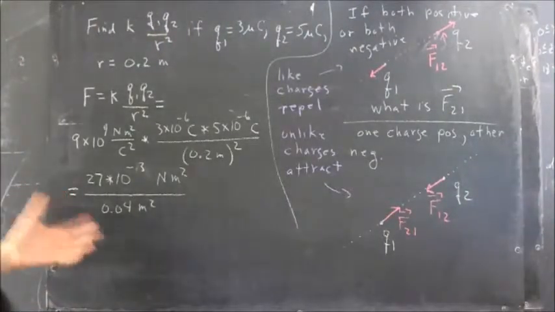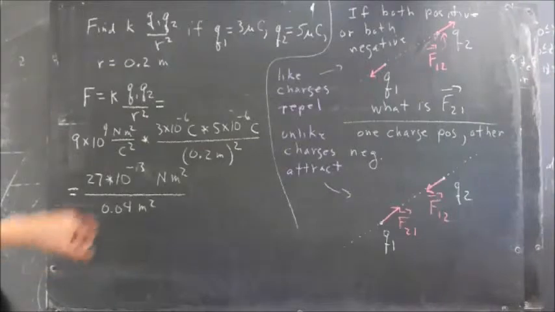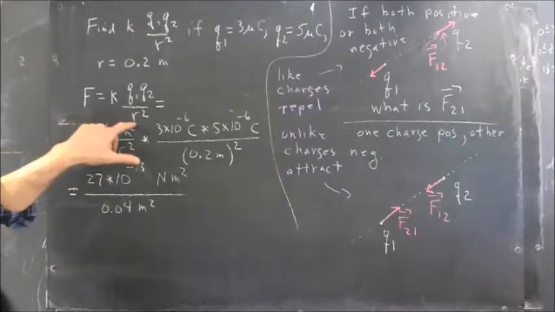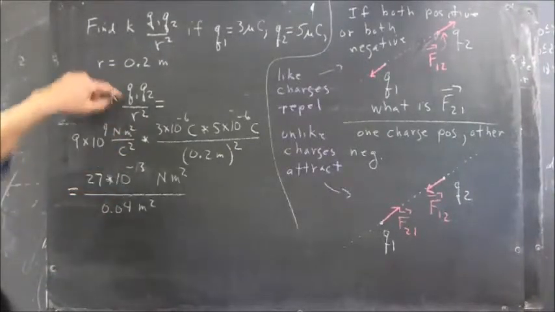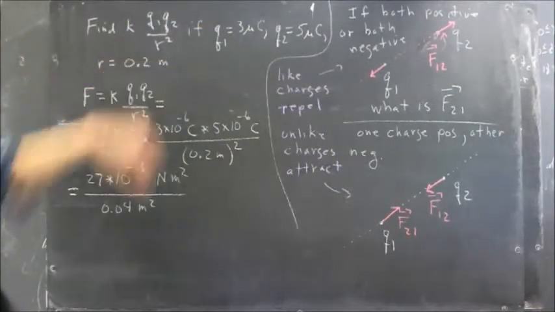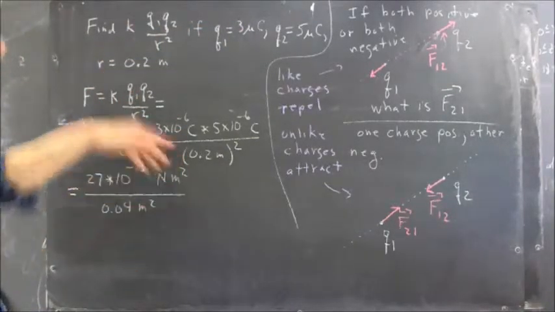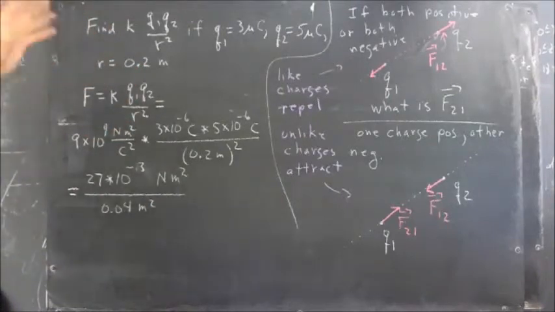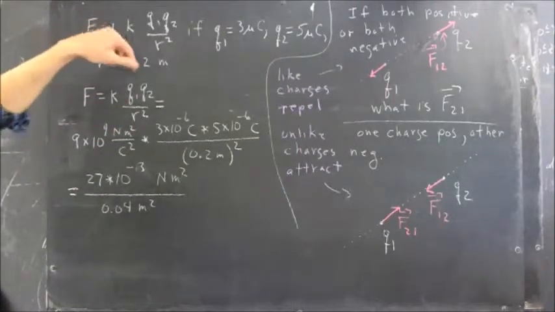Okay, the calculation is really straightforward. K is 9 times 10 to the 9th newton meter squared per coulomb squared. Q1 is 3 microcoulombs, which is 3 times 10 to the negative 6 coulombs. Certainly know what micro means. If not, take a lesson. Should have known that a long time ago.